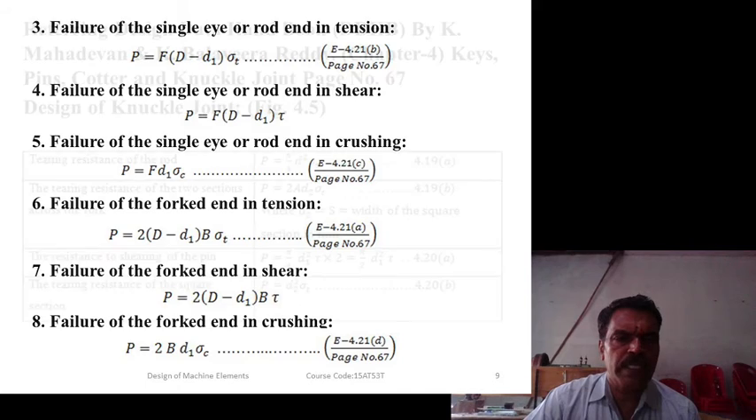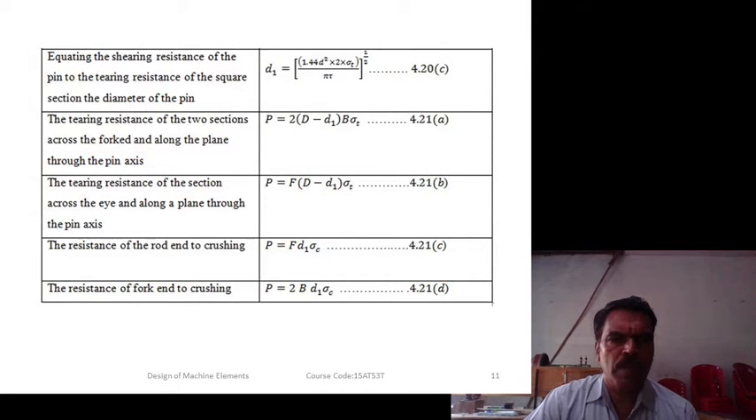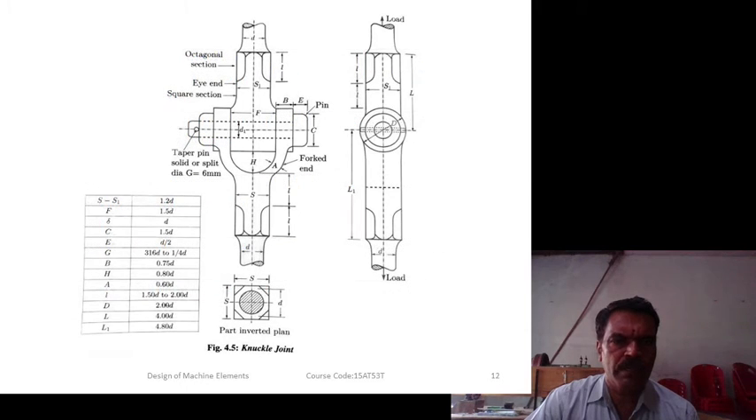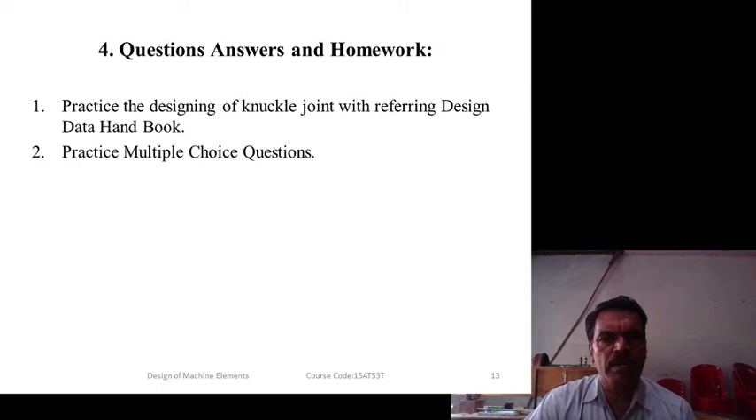Okay, so this is the actual procedure of the knuckle joint design. For this purpose I have referred to so many things like textbooks, that is R.S. Kurmi, and the DDHB book. DDHB means Design Data Handbook, written by Mahadevan. So these are all the equations, and this is all the figure and different notations which are available in the textbook as well as the DDHB.